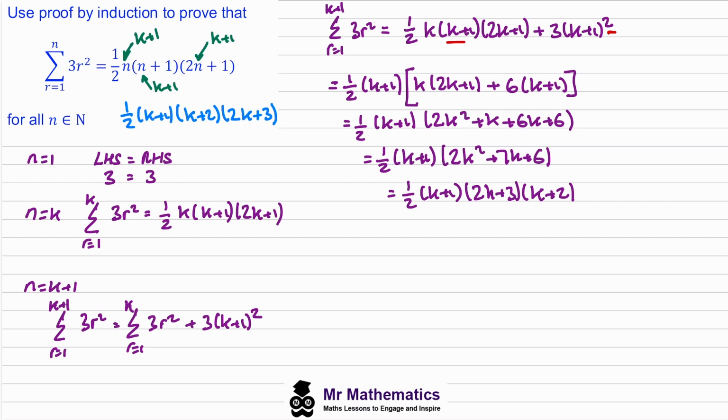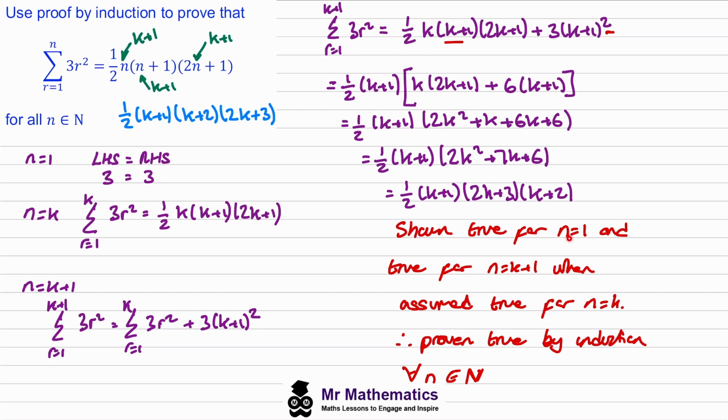So for our fourth step, we need to write our conclusion. And this is, we've shown that it's true for n equals 1, and true for n equals k plus 1, when assumed true for n equals k, so therefore it is proven true by induction for all values of n that are elements of the natural numbers. Okay? Let's try one more example.